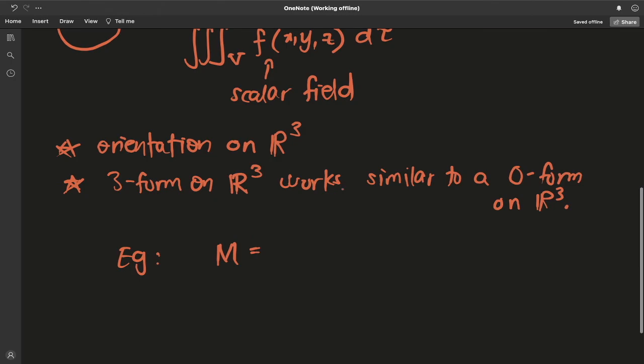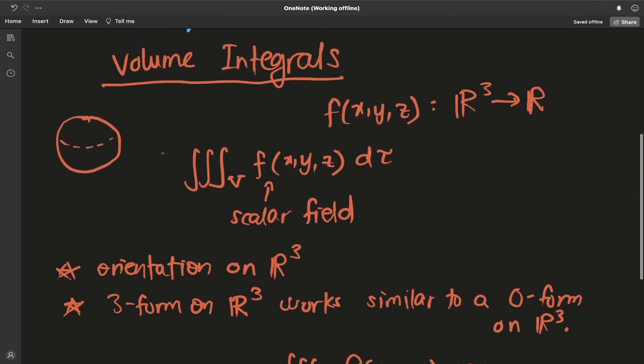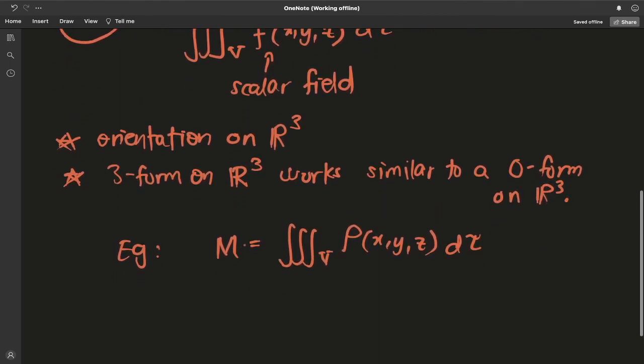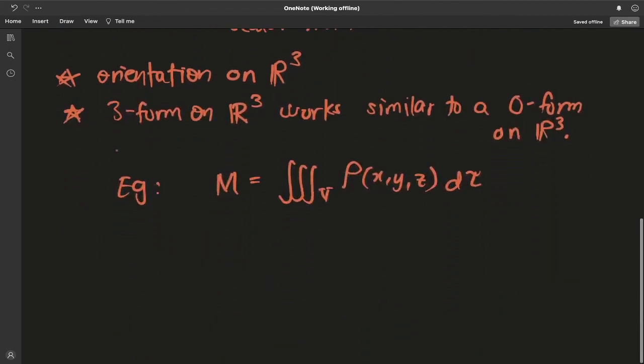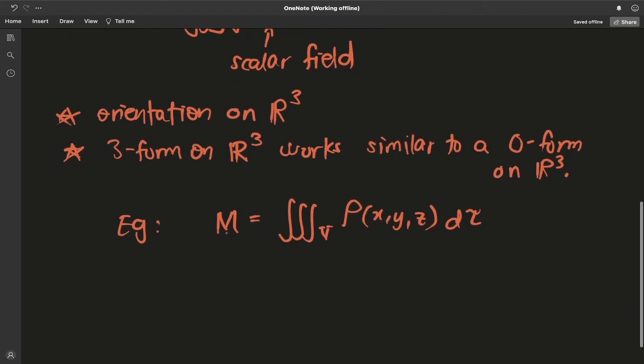One example of a triple integral, a volume integral, is mass. A mass can be expressed as a triple integral of a density function of x, y, z, for example, d tau, because the density may not be uniform. It can be non-uniform in terms of this function. So you just integrate it over the volume. Each point gets a say on what the density is, and you integrate it, and you get accumulated density on each volume element, and that is the total mass.